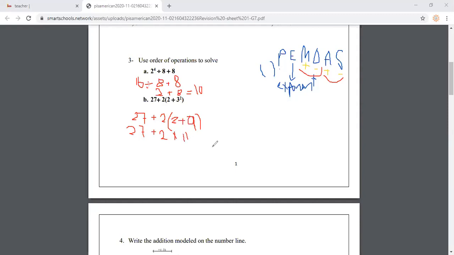Now, which operation do we have to work with? Addition or multiplication? Multiplication, thank you. So we are going to keep 27 the same, plus 2 times 11, which is 22. And then we will add them together. So 7 plus 2 is equal to 9, and 2 plus 2 is equal to 4.